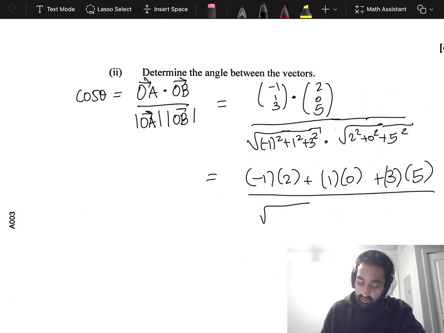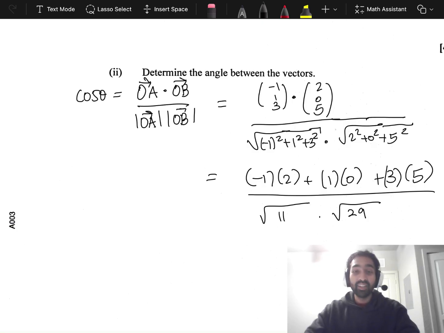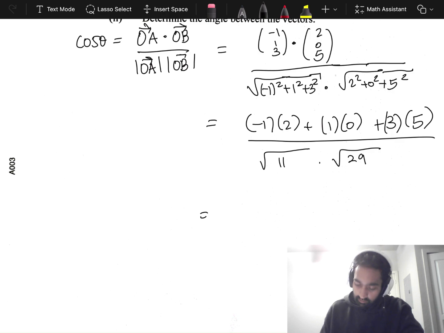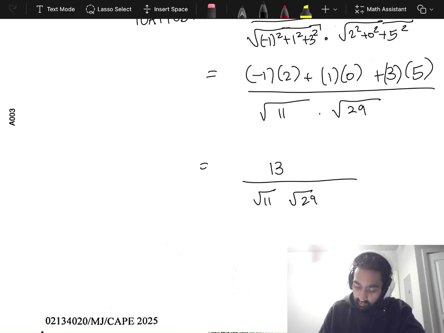If I simplify the denominator, 1 squared is 1, plus 1 is 2, plus 9 is 11, square root of 11, and then 2 squared is 4, plus 0 is 4, and then plus 5 squared is 25. So 4 plus 25 is 29. Now you can do all this in a calculator if you're not exactly sure, but you could also do it in your head, whichever you prefer. And the numerator is going to be minus 2, and then this term is 0, and then plus 15, so that's just 13.